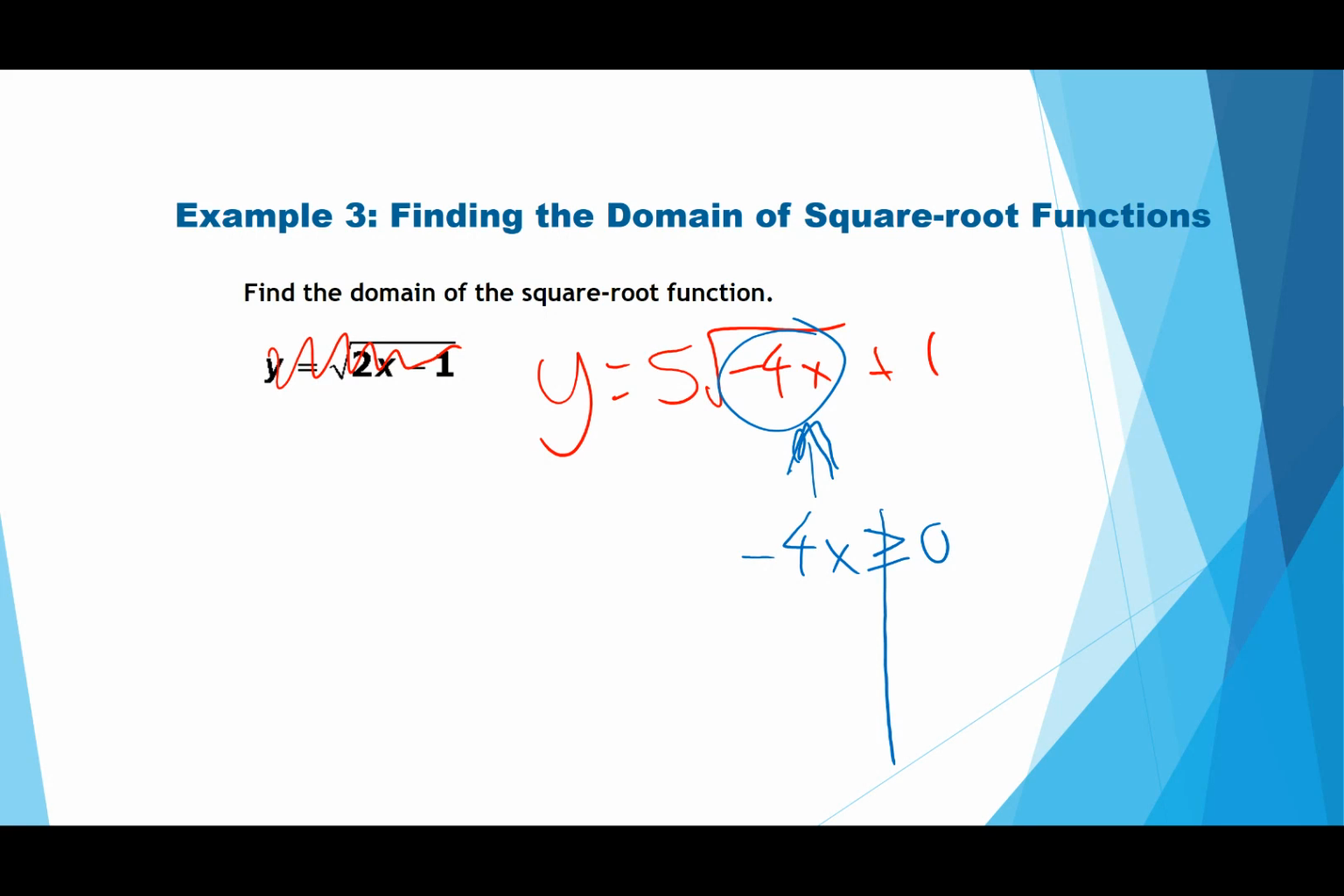So when we solve this, there's another little trick that comes up here. Negative 4, dividing on both sides to get x by itself. 0 divided by negative 4 is still 0. But if you remember anything about inequalities, the sign flips because we divided by a negative number. So notice I'm dividing by -4. When I divide by a negative number, my sign flips. So my domain is x less than or equal to 0.